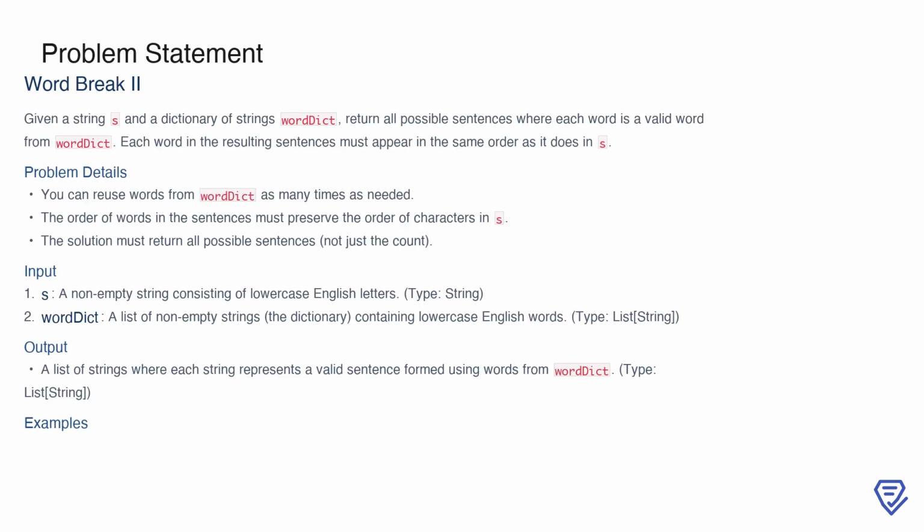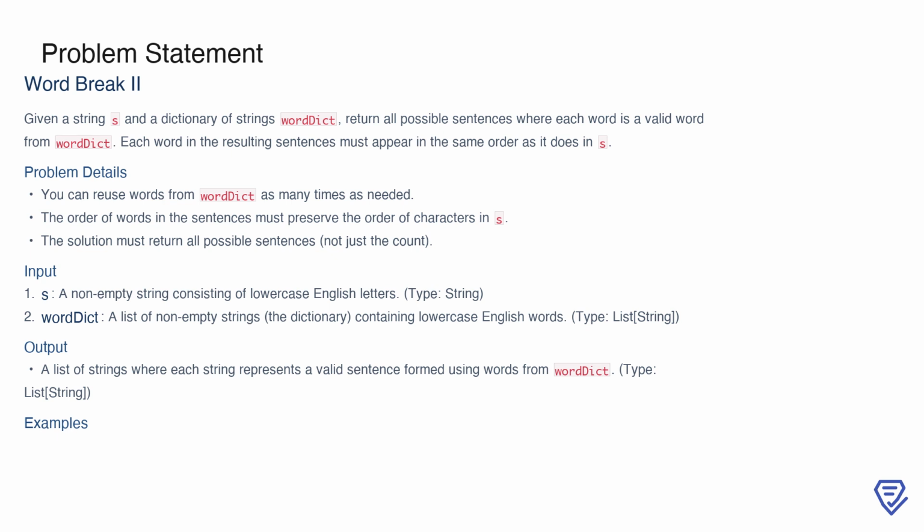In this problem, you are given a string S and a dictionary of words called wordDict. Your task is to find all possible ways to segment S into sentences such that each word in the sentence is a valid word from wordDict. The order of the words in each sentence must follow the order of characters in S. For example, if a word starts at a certain position in the string, it must remain in that position in the resulting sentence. Now, an important detail here is that you can reuse words from wordDict as many times as necessary to form valid sentences.